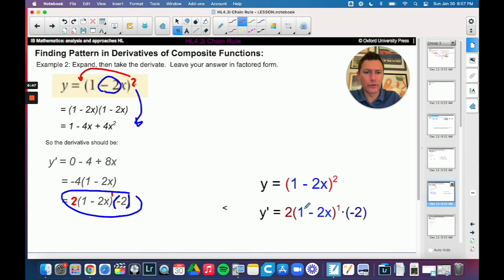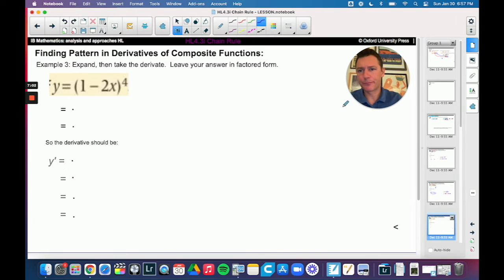So here's our original function. Take the derivative of the outside, right? Multiply the 2, drop this by 1, leave the inside intact. Don't mess with it. And then multiply by the derivative of the inside. And then you can smush it together or leave it and run away bravely.